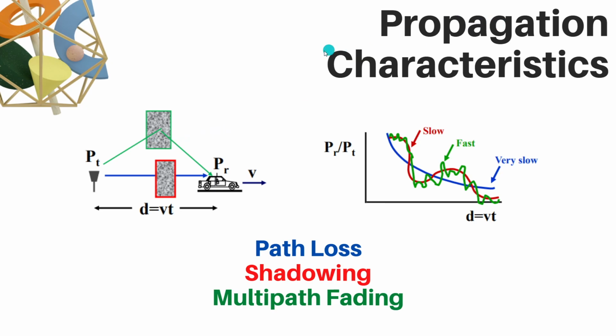So what exactly is propagation? Propagation basically means how the signal propagates, or moves, from the transmitter side to the receiver side. From this figure on the left, PT is the transmitting side and PR is the receiving side, and the signal is characterized by power. The transmitted power is constant, but not the received power.